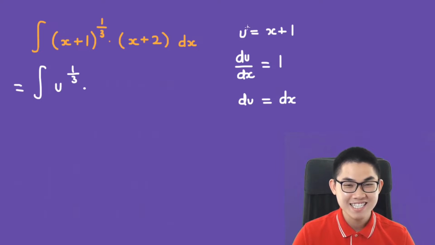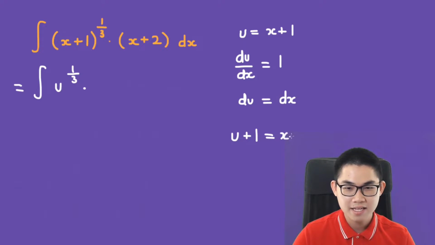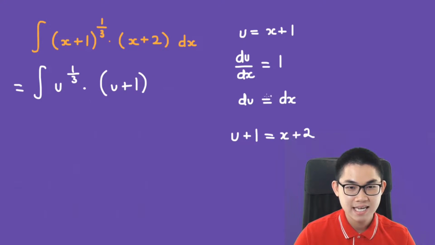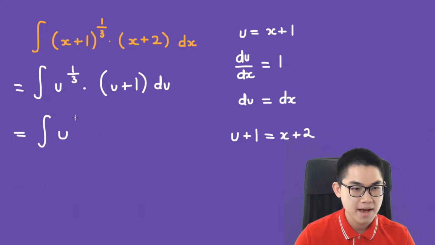And what is x plus 2? Well, here's a trick. Since u is equal to x plus 1, then it must be that u plus 1 is equal to x plus 2. So that is basically the trick. So here we have u plus 1, and dx is du. What do we get? We get u to the power of 4 over 3 plus u to the power of 1 over 3 du.